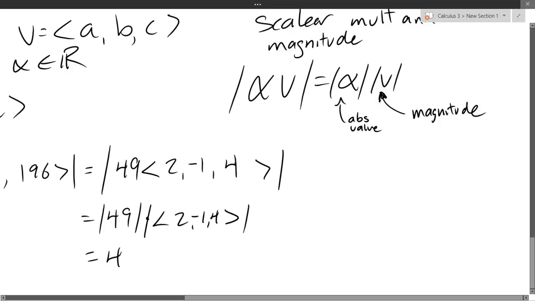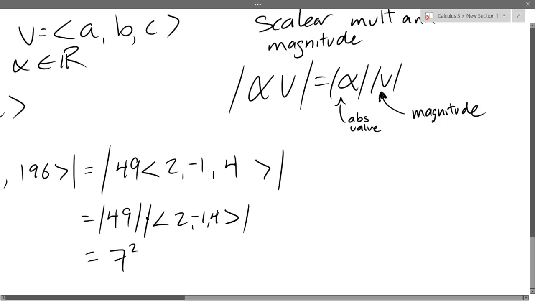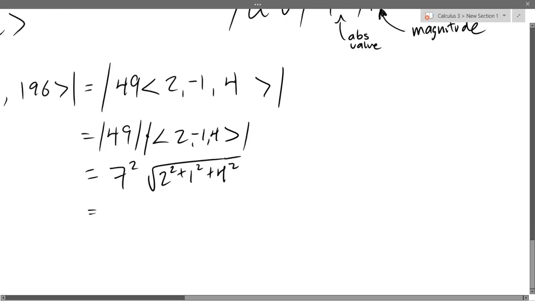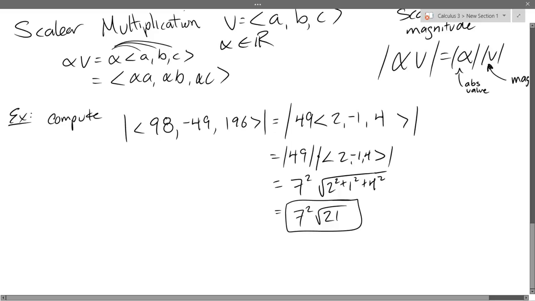We can easily compute 49 is 7 squared. 7 squared times square root 2 squared plus 1 squared plus 4 squared should be 21. And that'll be good enough for web work right there. So questions on this magnitude factoring problem?